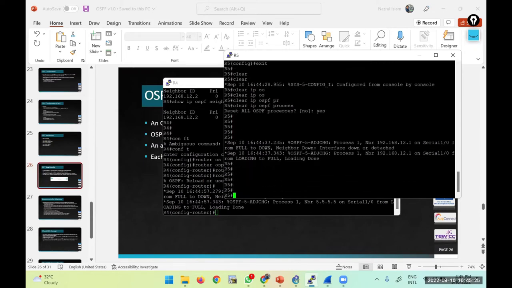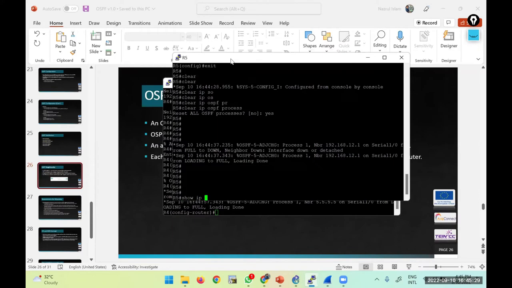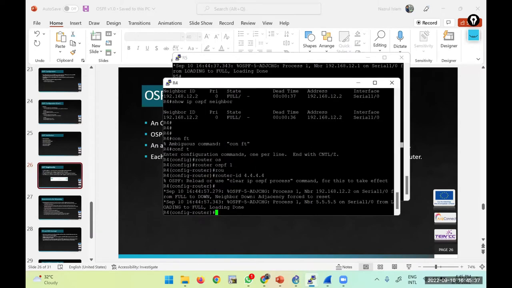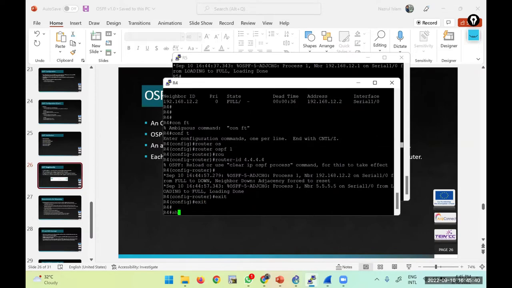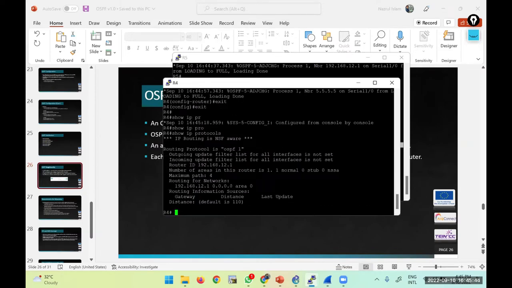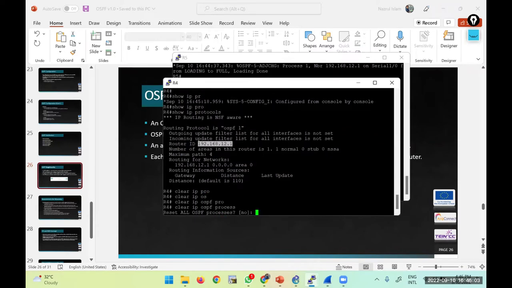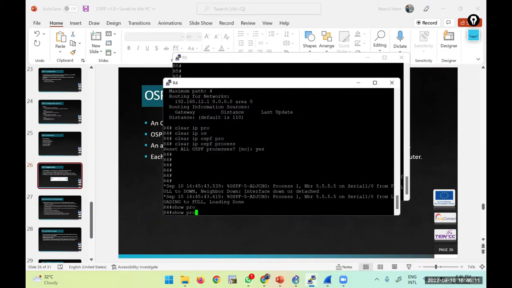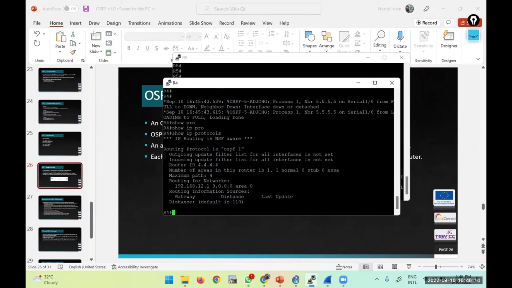If we check the router ID now, like show ip protocols, see the router ID is 5.5.5.5, and here in show ip protocols, the router ID is 192.168.12.1. Why? Because we didn't clear the OSPF process in R4. So here we have to clear the OSPF process again, clear ip ospf process, then yes. If we check the router ID again, we'll get the router ID 4.4.4.4 here.